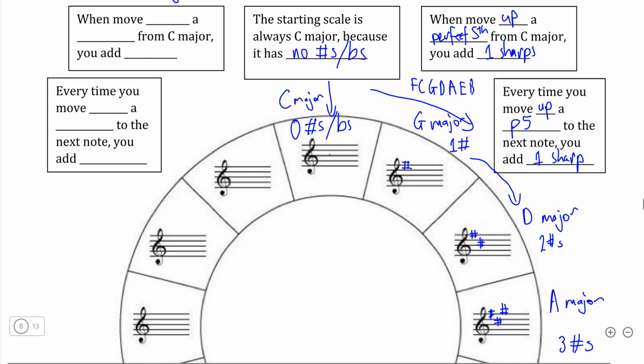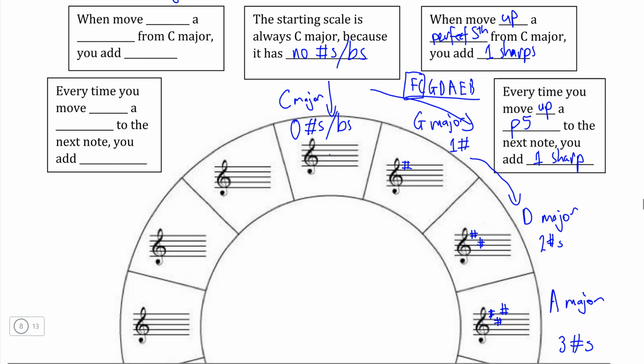And because we counted two perfect fifths, we add two sharps to the key signature of D major, which according to the order of sharps, Father Charles goes down and ends battle. That means that the two sharps we would add to D major are going to be F and C.